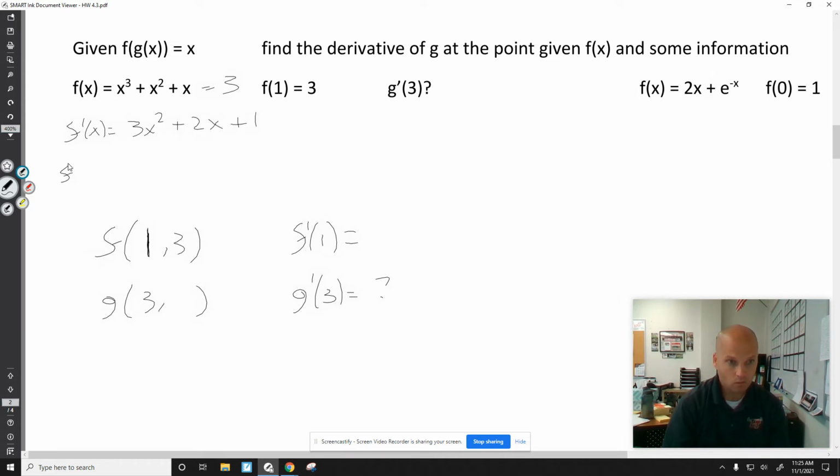Plug in 1. I'm not plugging in 3. G prime of 3 corresponds with f prime of 1. G's got the point 3, 1, f's got the point 1, 3. G prime of 3 will be the reciprocal of f prime of 1. So this is where everybody makes mistakes. They plug in 3 because they're like, oh, it's 3. Well, you've got to be careful, okay? So this is 3 plus 2 plus 1, which is 6. So g prime of 3 is 1/6.